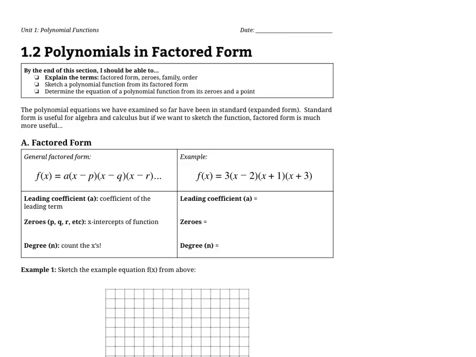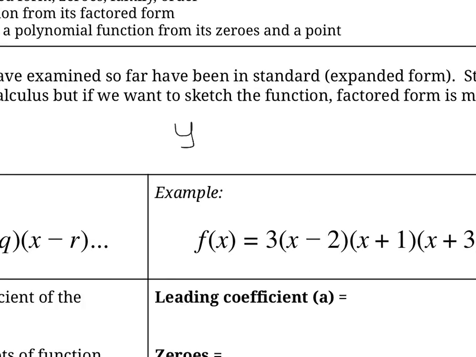What's so special about factored form of a polynomial? Up until now, we've seen expanded form. So we've seen things that look maybe something like y equals 3x to the 4 plus 2x cubed minus 2x plus 1, something like that, expanded form. This form is good for algebra. It's pretty easy to do algebra with.